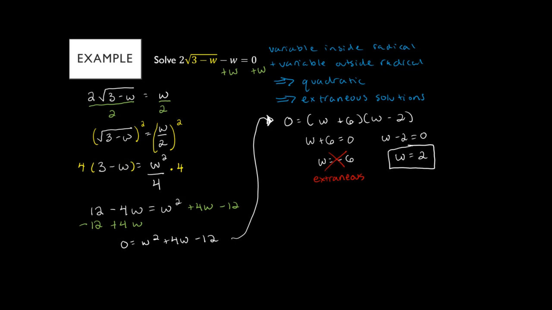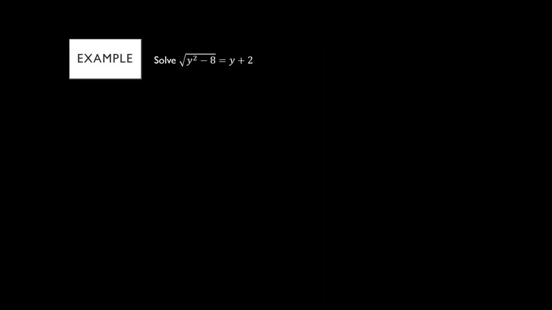Okay, so moving on. Here we've got the square root of y squared minus 8 equals y plus 2. So this is another one where we have a variable inside the radical and a variable outside of the radical. This is going to give us a quadratic when we're solving. In this case, we should get no extraneous solutions.